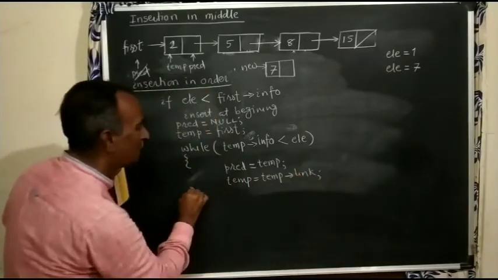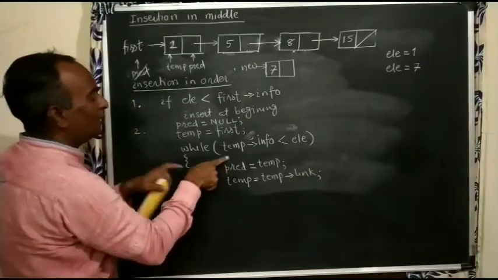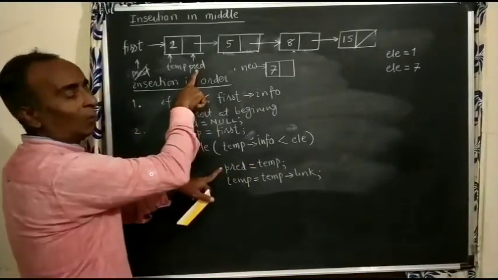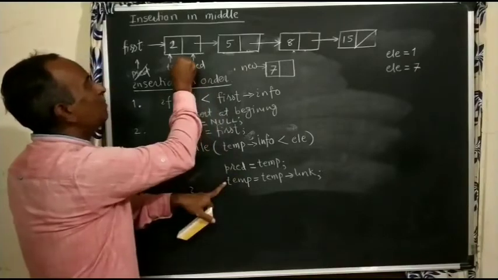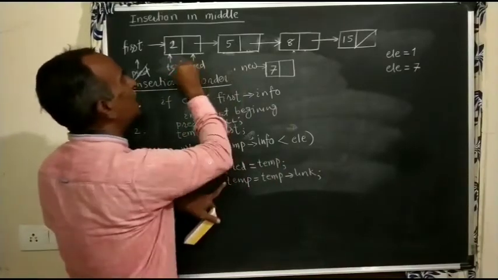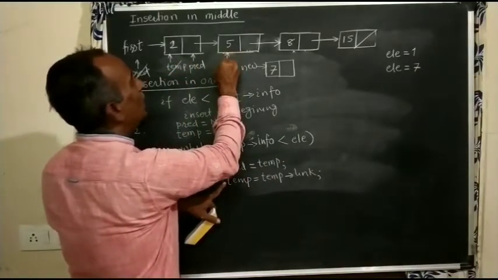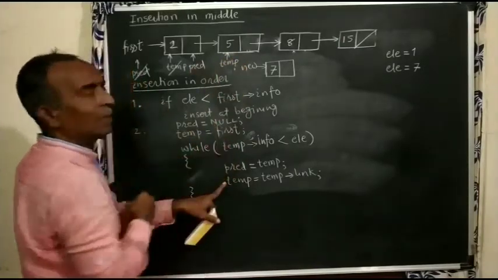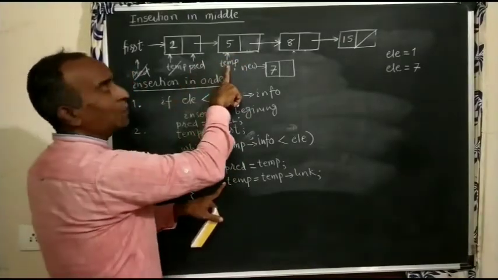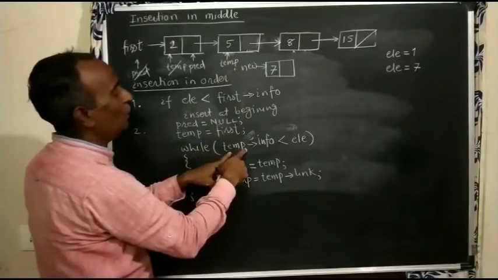Now what will happen? See, pred is pointing here now. Next steps, temp is moved. Temp is given temp's link. So temp will be moved. Temp will be here. Right? Pred is pointing here, temp is pointing here. Again it will go here.